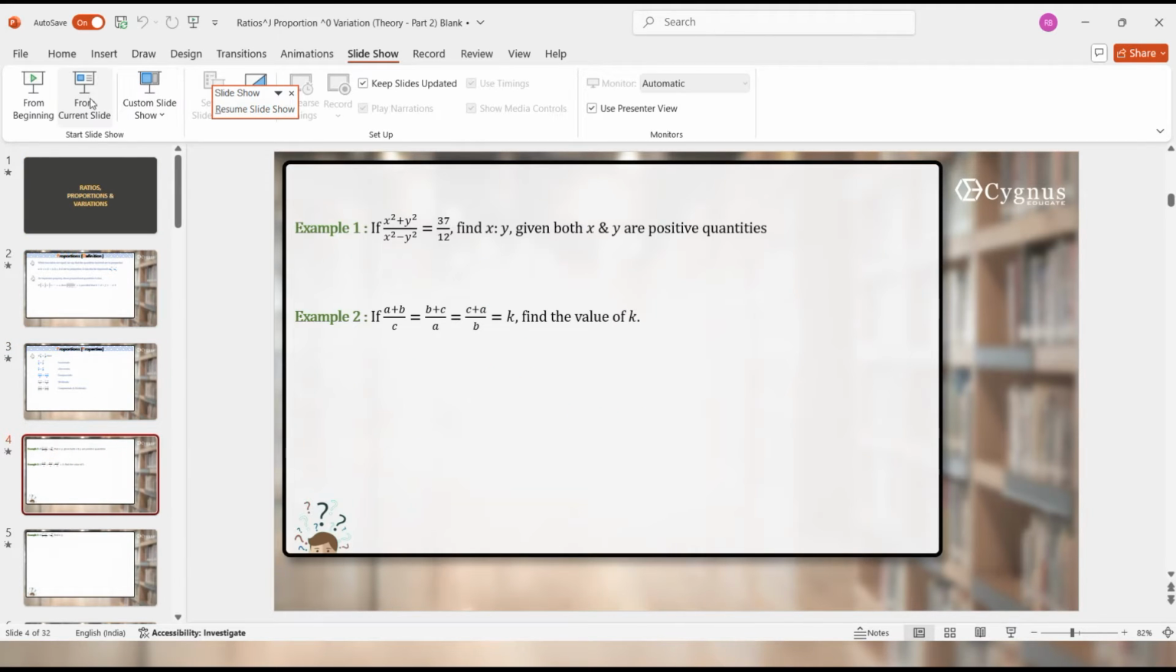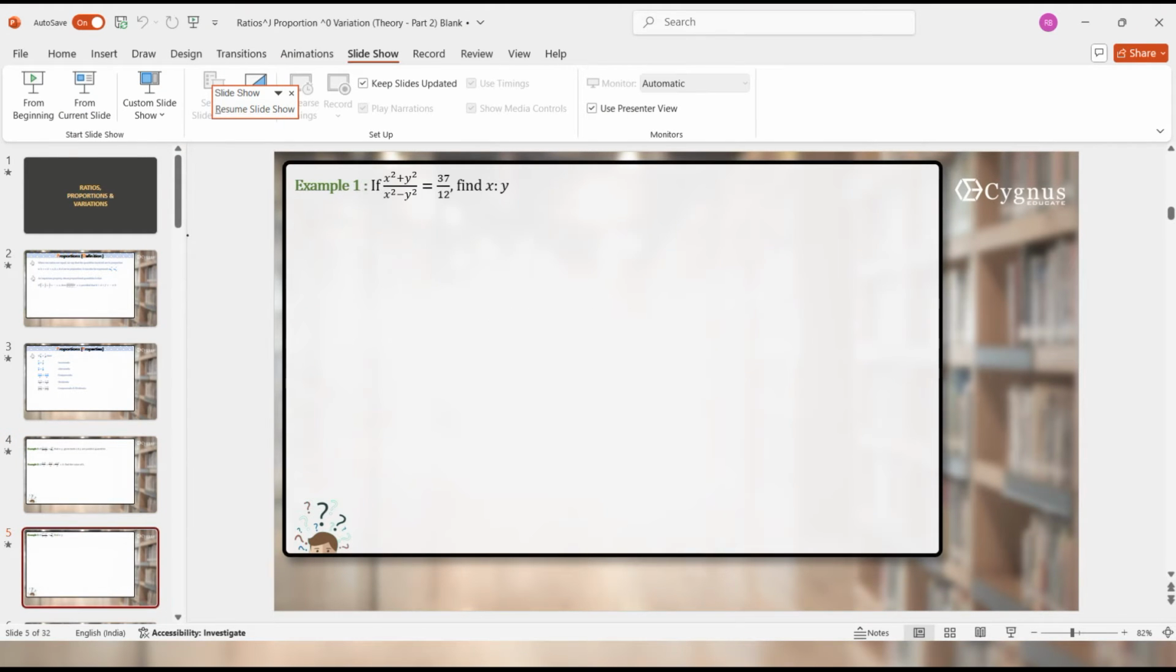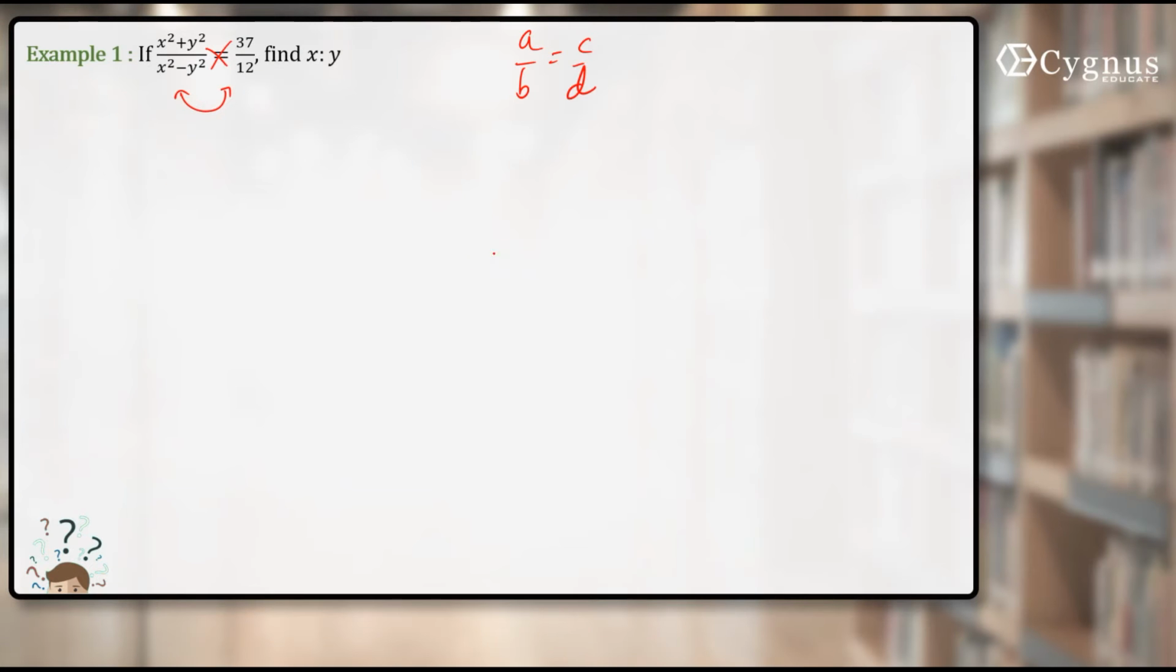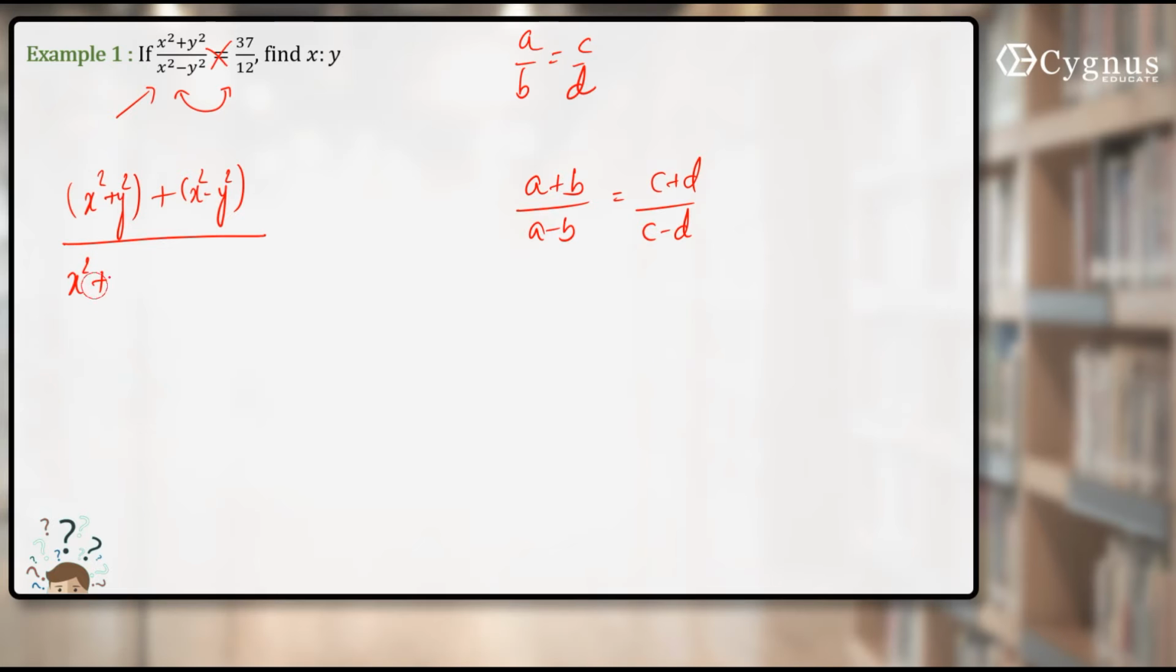You get (A plus B) by (A minus B) is equal to (C plus D) by (C minus D). When you apply the same here, what will happen? You get (x square plus y square plus x square minus y square) divided by (x square plus y square minus x square minus y square) must be equal to (37 plus 12) by (37 minus 12).